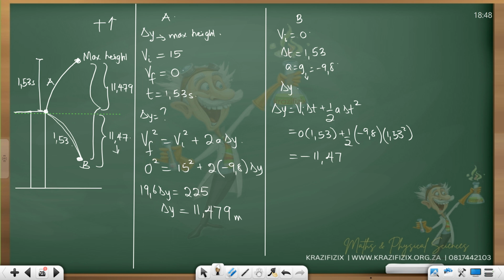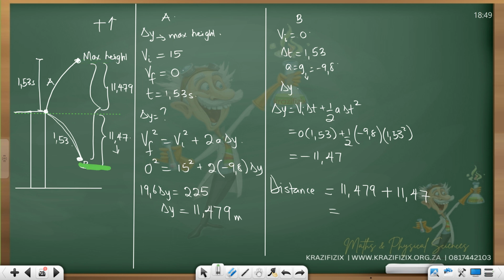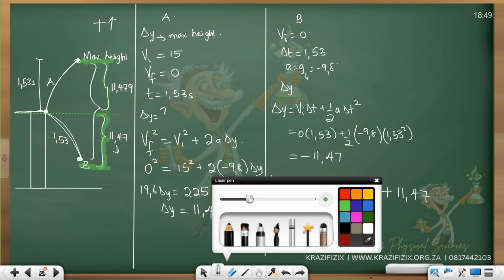Guys, do you think we can get the distance between the two of them now? Absolutely. Distance between A and B would be what? 11,479 plus. Guys, do you notice my minus is not making the calculation anymore? Why? Distance is a scalar what? Quantity. Because we are looking for the entire distance from here to here. Here is 11,47. Another 11,47. What's your answer?